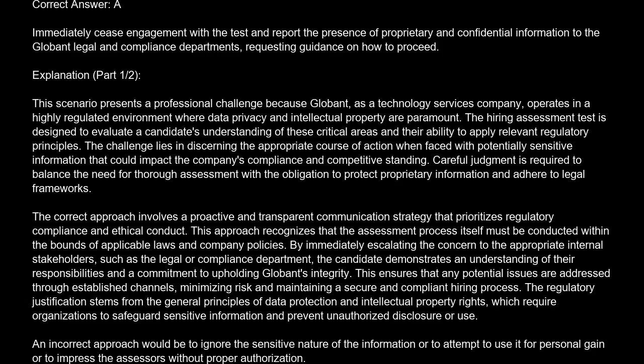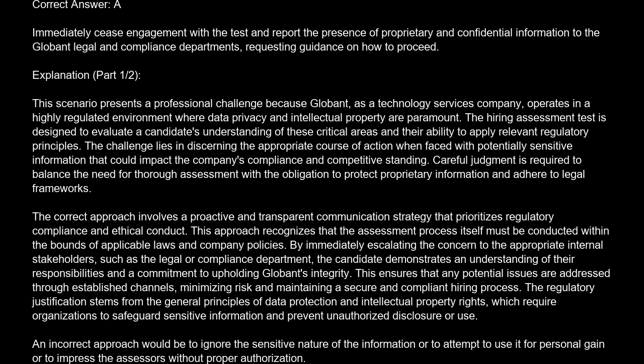Careful judgment is required to balance the need for thorough assessment with the obligation to protect proprietary information and adhere to legal frameworks. The correct approach involves a proactive and transparent communication strategy that prioritizes regulatory compliance and ethical conduct. This approach recognizes that the assessment process itself must be conducted within the bounds of applicable laws and company policies.